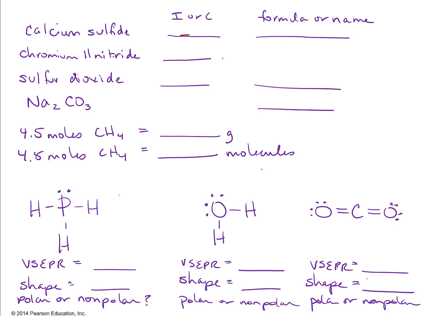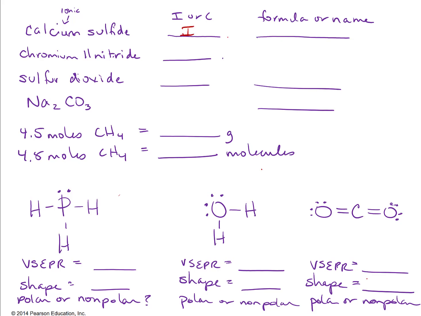Determining if something is ionic or covalent? Look at the first element. If the first element's a metal, then you know that it is ionic. So first one, calcium sulfide, it is ionic, because we have the metal, that's going to make it ionic. So we know this one's ionic.